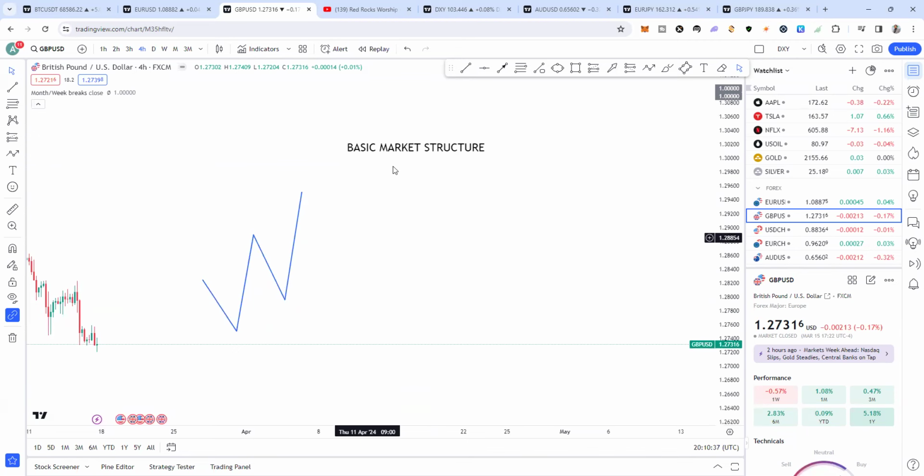So tonight we'll be looking at market structure. The first thing is the terminologies we'll be looking at tonight. Let me write them out, then I'll be putting them in. So we're looking at higher high. What is higher high? We'll be looking at higher low, lower high, and lower low. Those are everything that I'll be looking at tonight.